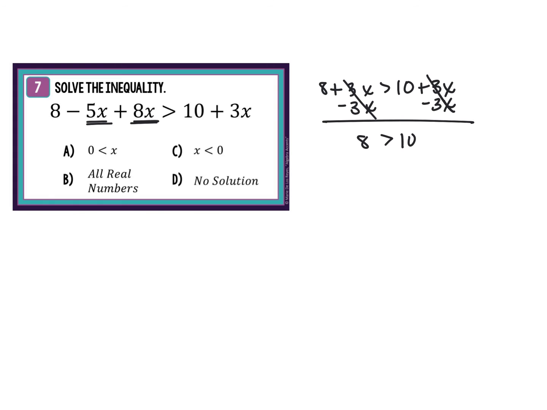So this can happen, and it tells you you're either going to have an answer that's all real numbers or no solution, and all you have to do is evaluate the statement. So you ask yourself, is it true that 8 is greater than 10? And so, nope, that's not true, and if it's not true, that means it doesn't have a solution.